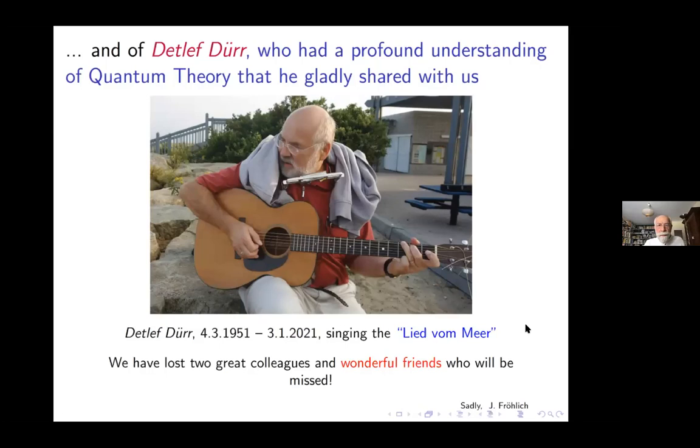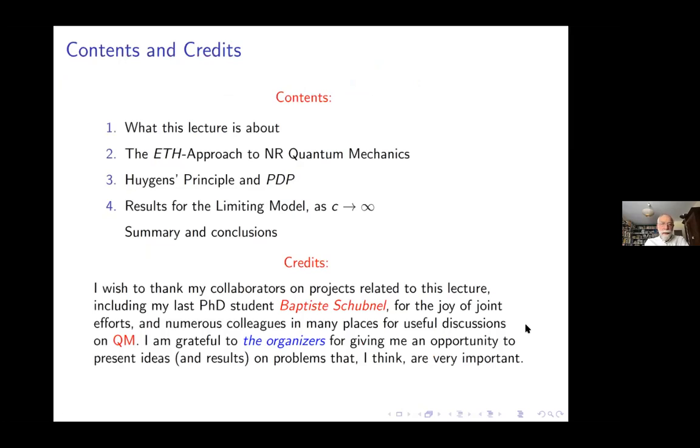Now, here's a little short list of contents. I will briefly explain what the lecture is about. Then I want to recall the ETH approach to quantum mechanics in the non-relativistic setting. There is also a relativistic ETH, but I won't have time for that. Then I want to show in terms of examples that the basic hypotheses underlying the ETH approach can be verified in concrete models. It will turn out they have something to do with Huygens principle. And then to conclude this talk, I will discuss very simple models that arise in a limit from relativistic models when the speed of light tends to infinity. In fact, this will be, in some sense, the main portion of this talk.